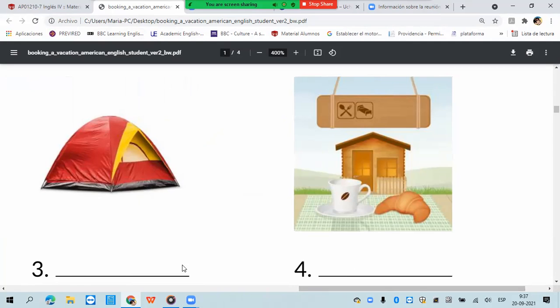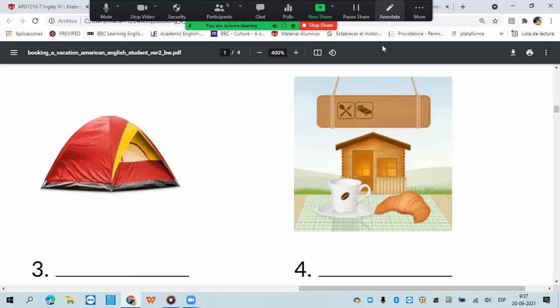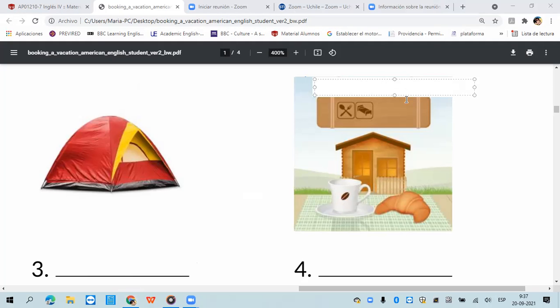Number 4. A bed and breakfast. Do you know any other way to say bed and breakfast? Normally the abbreviation is B and B, and people say B and Bs. That is a B and B, bed and breakfast.